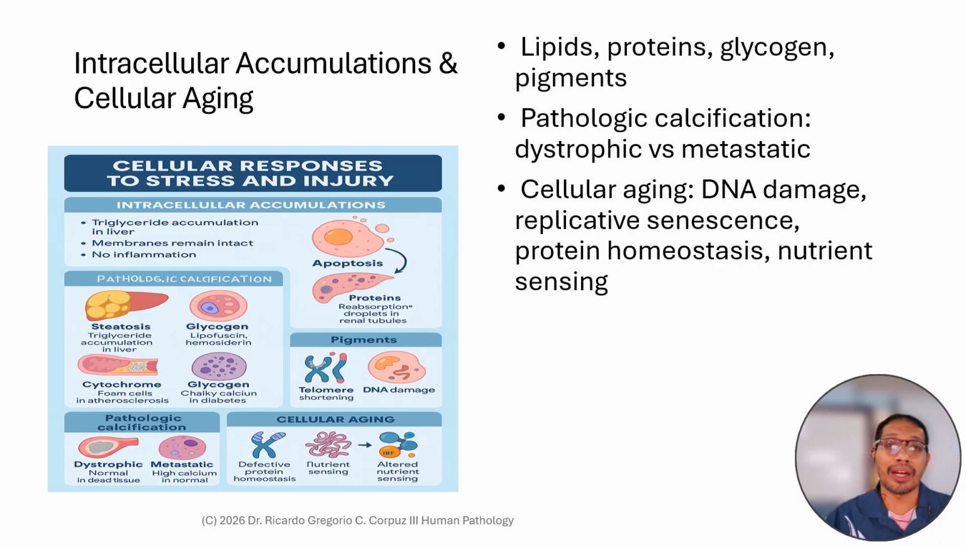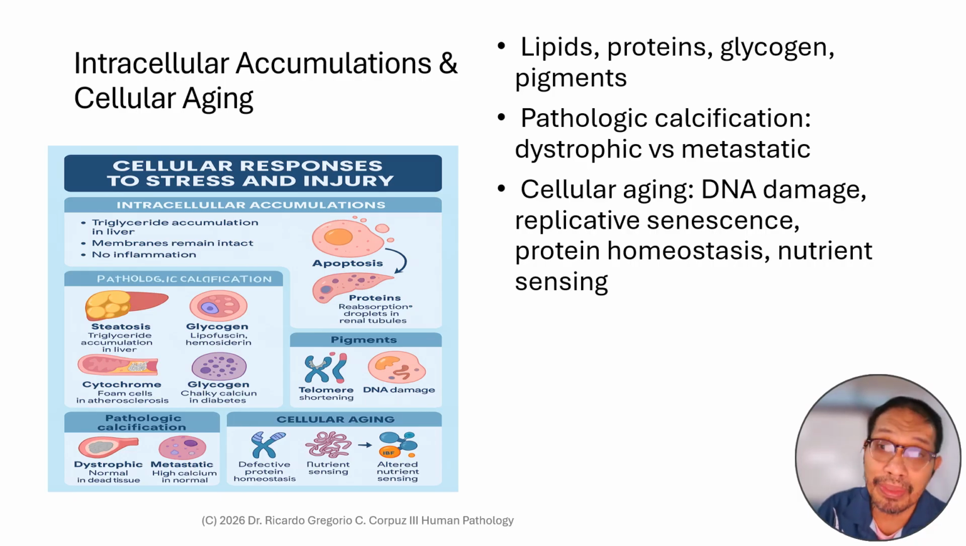And there are pigments, which can be either exogenous or endogenous. A key endogenous pigment is lipofuscin, often called the wear and tear pigment. It accumulates slowly over time as a byproduct of lipid peroxidation and is a marker of aging or chronic oxidative stress. Another is hemosiderin, an iron-containing pigment that accumulates in conditions of excess iron, such as blood transfusion or chronic hemolysis.